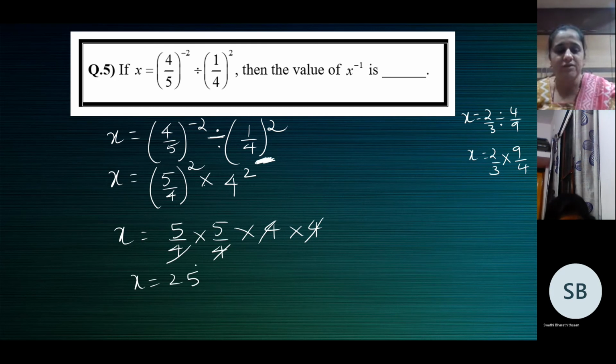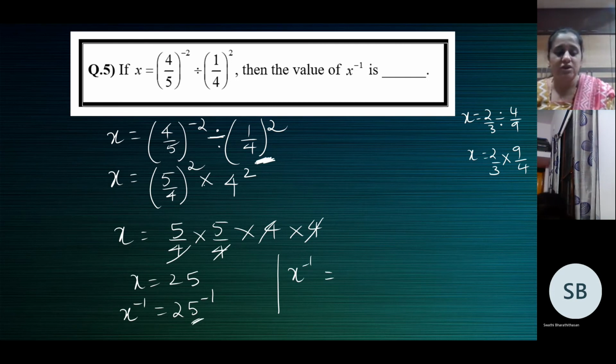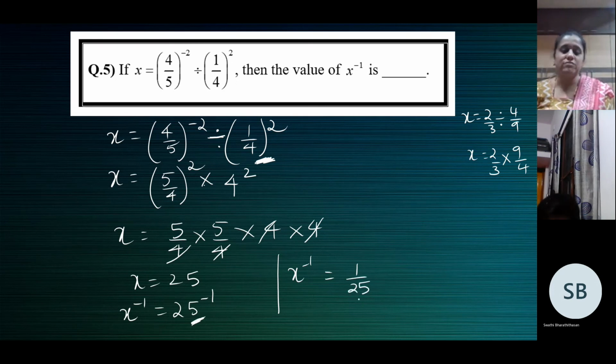We need to find x to the power minus 1. So we raise both the sides to the power minus 1. So x to the power minus 1 is equal to, we are writing the equivalent of this one. Reciprocal of the base, negative of the power. Minus 1 becomes plus 1, so you can just ignore it. So the value of x to the power minus 1 is 1 by 25.